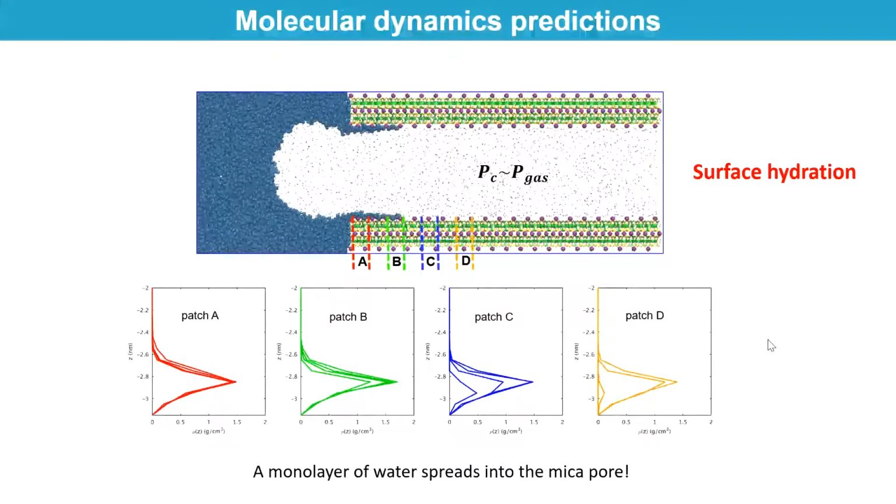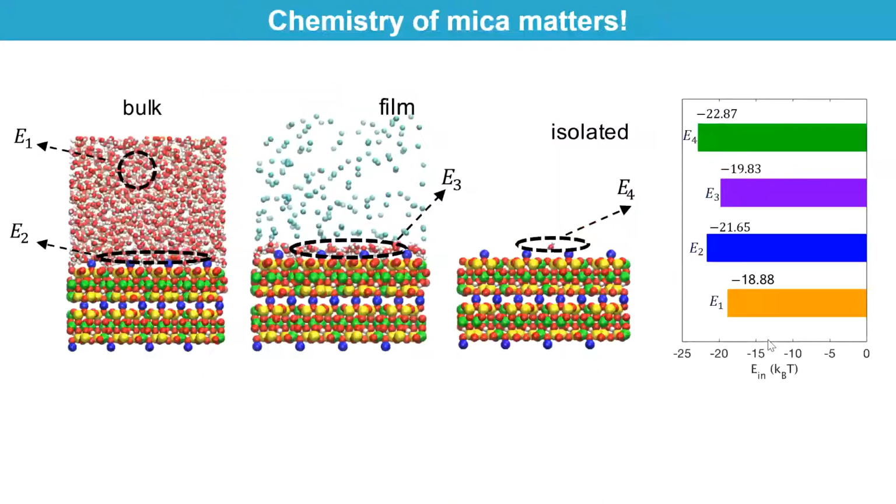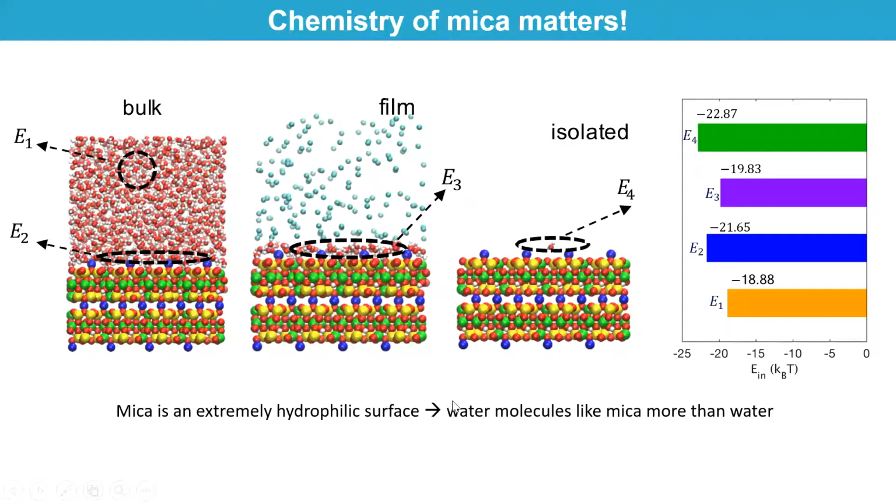Well, it turns out that this is very closely related to the chemistry of the mica. Mica is a very strongly hydrophilic mineral, in the sense that if you bring a water molecule right to a mica surface and compute its potential energy, we find that this potential energy is very low, meaning that a water molecule will favor the mica surface. And in fact, this energy is even lower than the interaction energy of a water molecule in the bulk. In other words, mica is such a hydrophilic surface that water molecules like mica even more than water molecules.